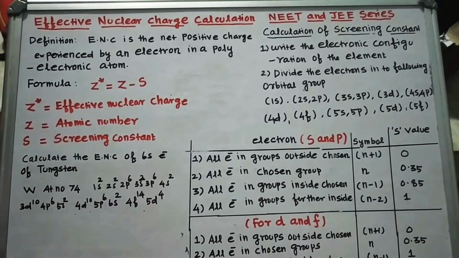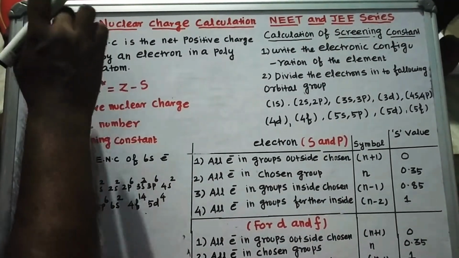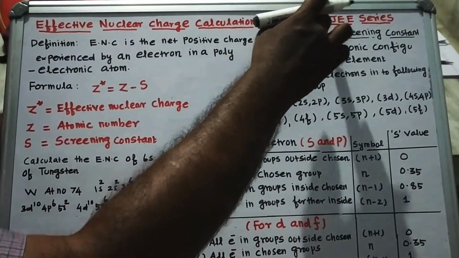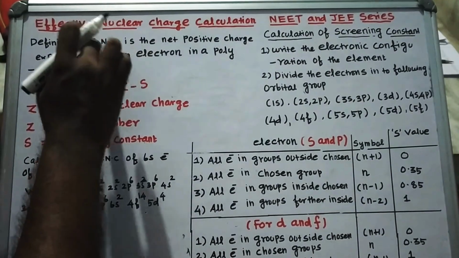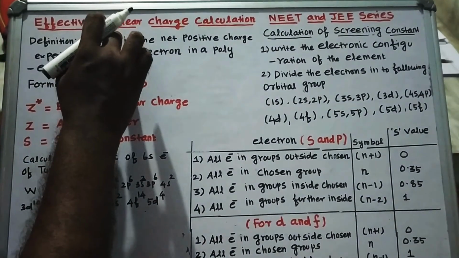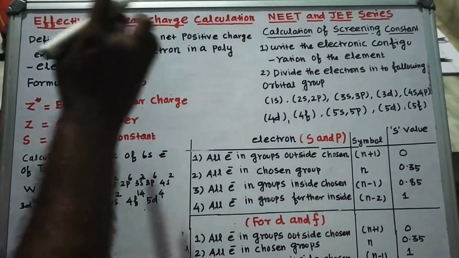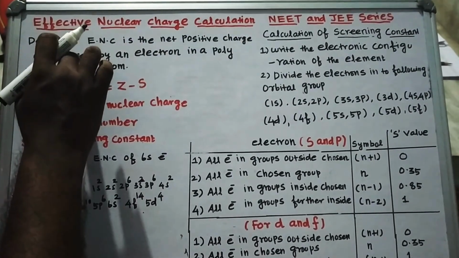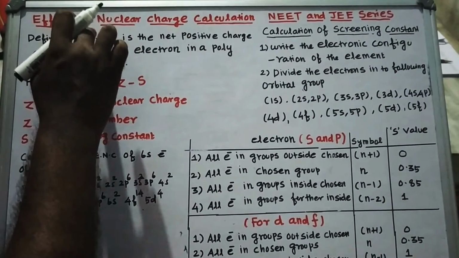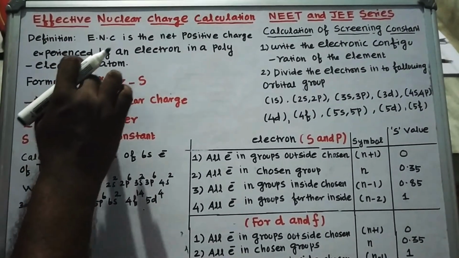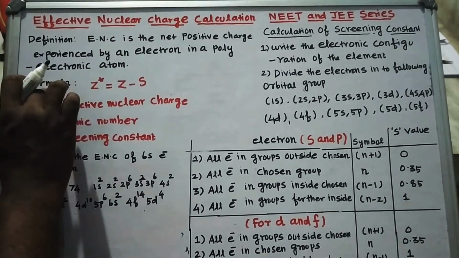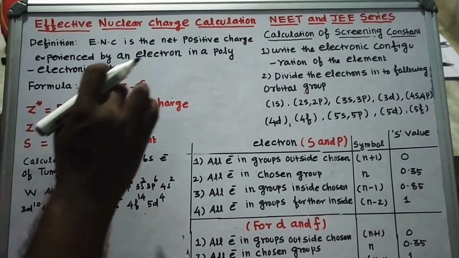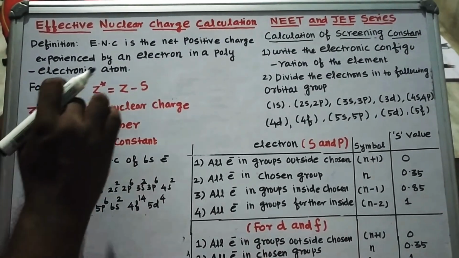Good morning, students. Today we are going to discuss effective nuclear charge calculation, part 2, NEET and JEE series. By definition, effective nuclear charge is the net positive charge experienced by an electron in a polyelectron atom. The formula to calculate it is Z* = Z − S, where Z* indicates the effective nuclear charge, Z indicates the atomic number of the element, and S indicates the screening constant of the element.